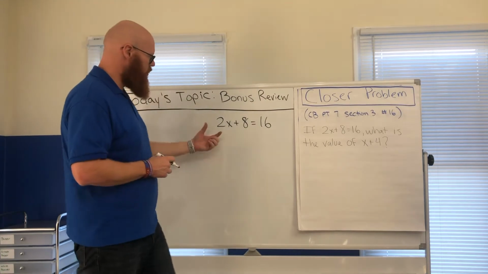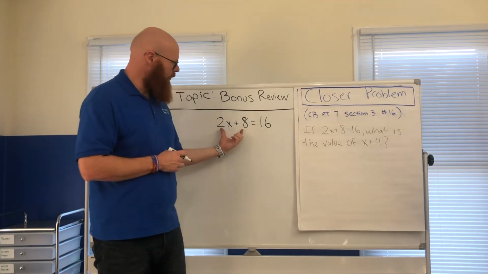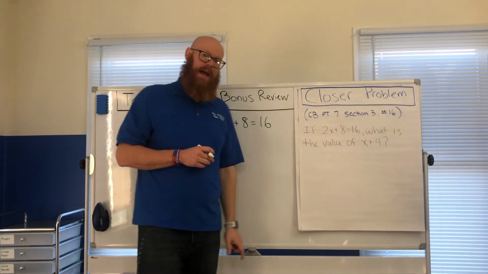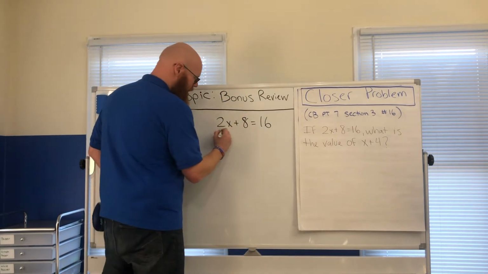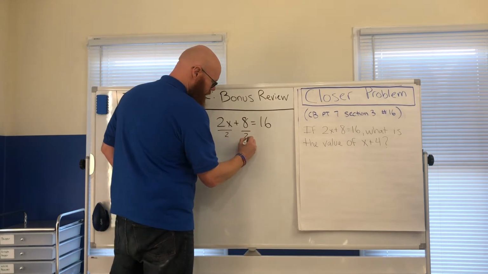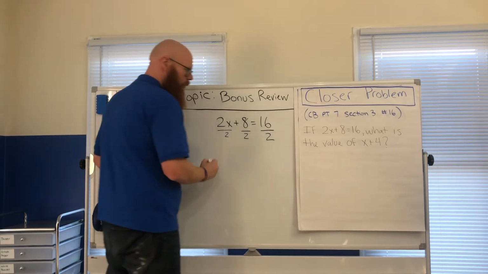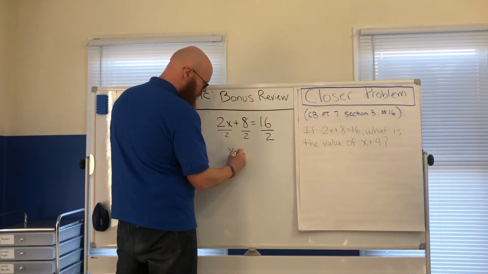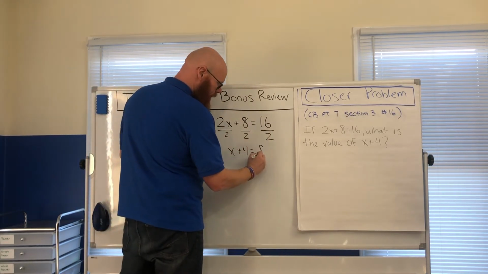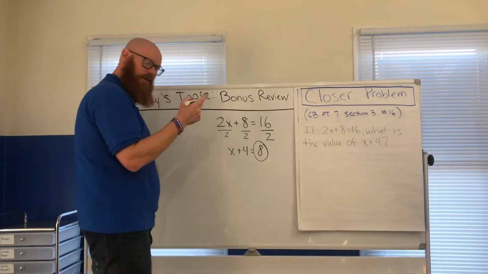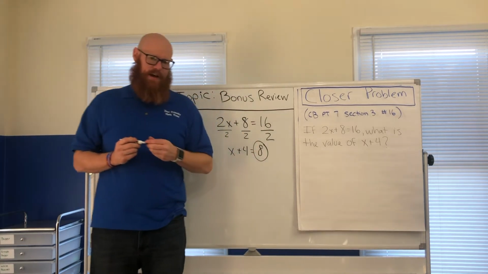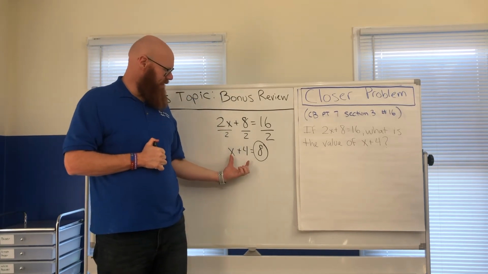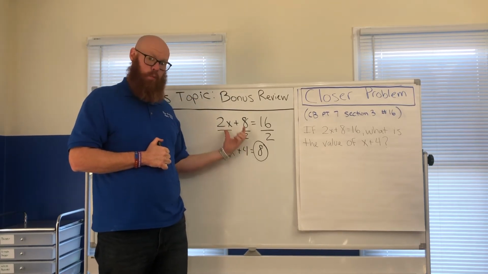So what we would do here is find a way to go directly from 2x plus 8 to x plus 4. And we can do that simply by dividing by 2. If I divide every term by 2, I'll keep each side balanced, and I'm left with x plus 4 equals 8, and then I'm finished, right? My goal was to find x plus 4. It was not to find x. And I can get to this expression directly in one step.